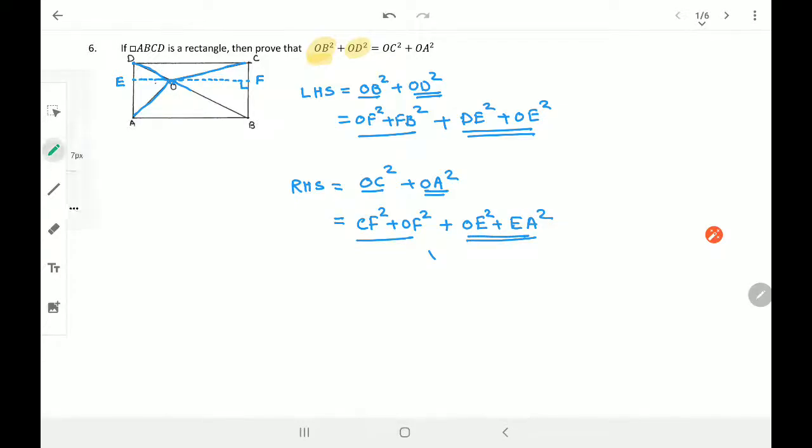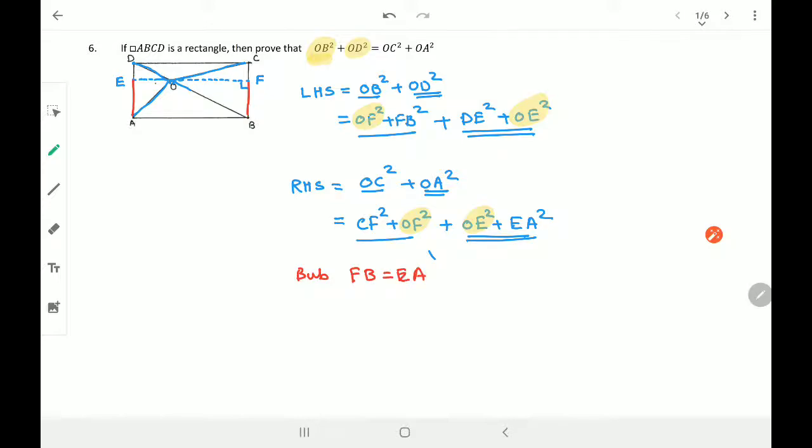Now if you look at LHS and RHS, you might find a few things common. Like OF is common. Then we have OE is the same. So now we are left with FB, DE, CF and EA. If they are the same, then our LHS will be equal to RHS. So is FB equal to EA? We know that FB is equal to EA.